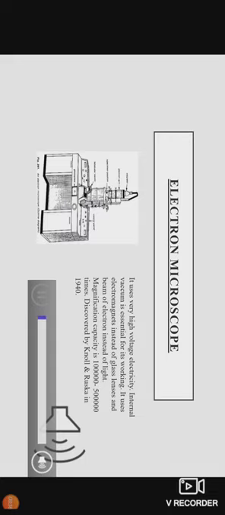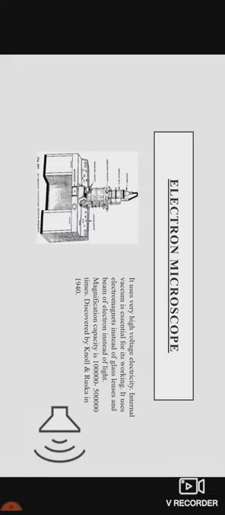Dear students, you are seeing the diagram of electron microscope. It is a very large instrument that helps in observing subcellular structures which cannot be seen with light microscope. It uses very high voltage electricity for its working. For its working, internal vacuum is essential. It uses electromagnets instead of glass lenses and beam of electrons instead of light.